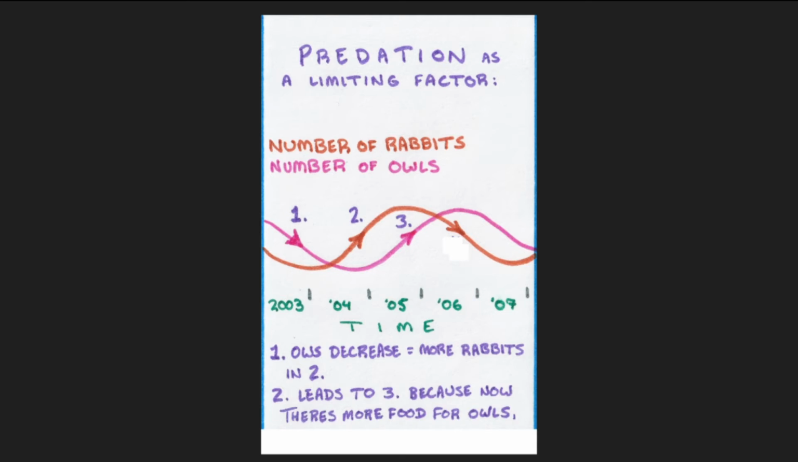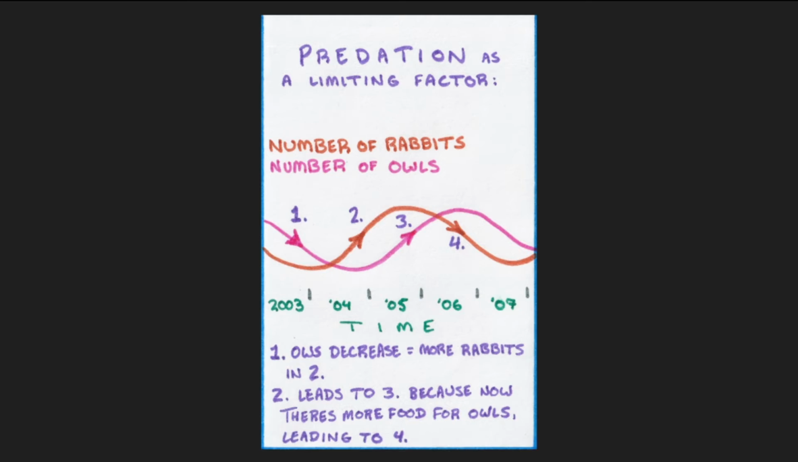Well, that leads to number 3. If there's more to eat, there's going to be more owls in the area. Either the owls are going to be well fed and they're going to be able to reproduce, or more owls move into the area because they hear the dining experience is just phenomenal. The predator tends to follow the prey. And that's kind of the central idea of predation as a limiting factor. And it pretty much flows in the same way in number 4. The owl number increases.